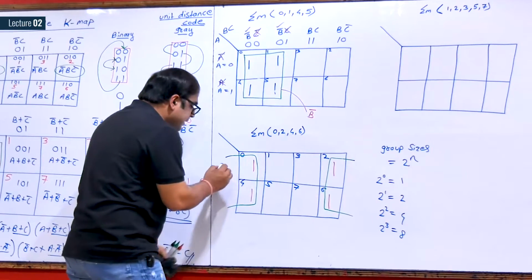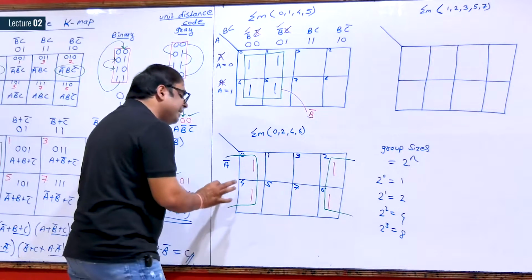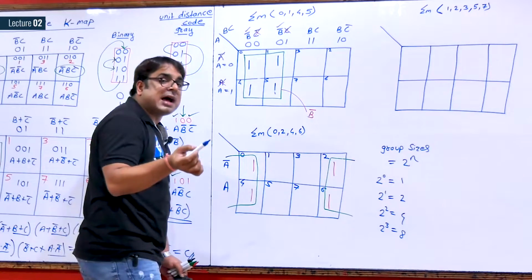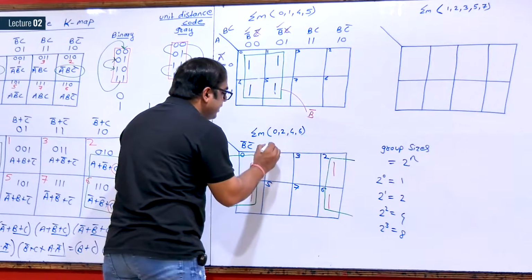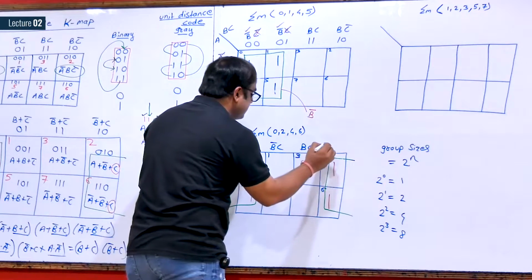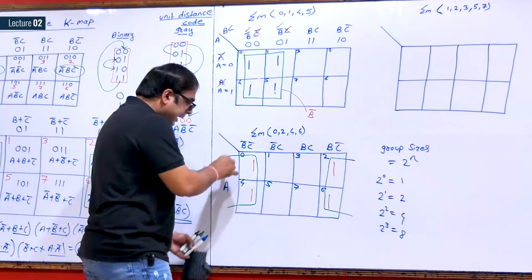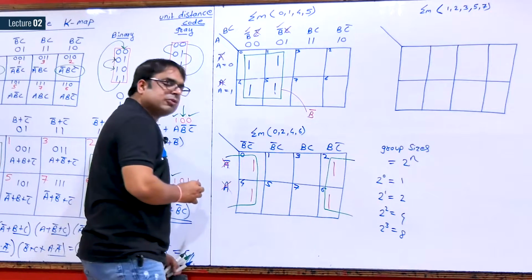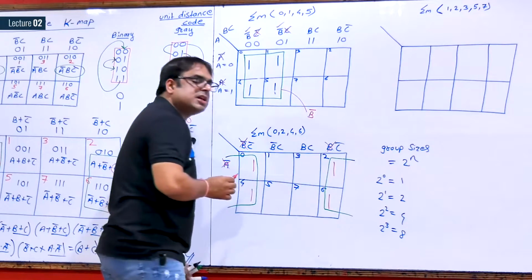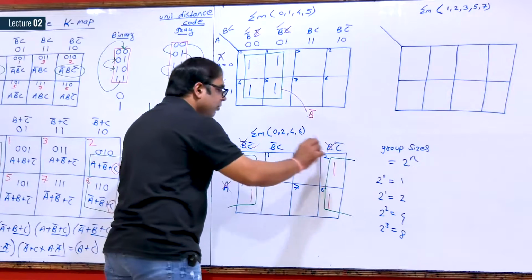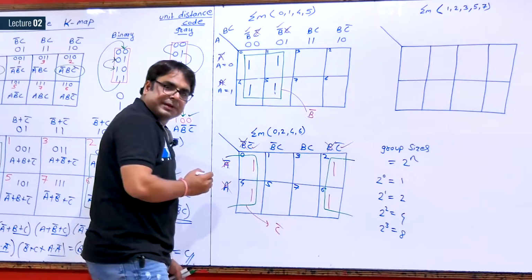Now please see. This is A complement and this is A. You should have practice of directly writing the variables here without using bits 0 and 1. This is B complement C complement, this is B complement C, this is BC and this is B C complement. Now see, A is changing, it will not be part of the answer. B complement and B are changing, so B is not part of the answer. Obviously, your answer is C complement.